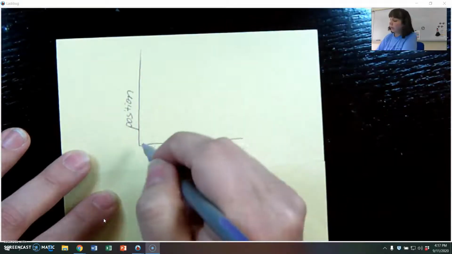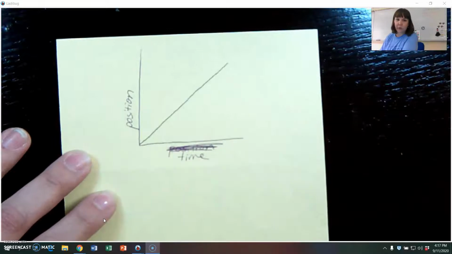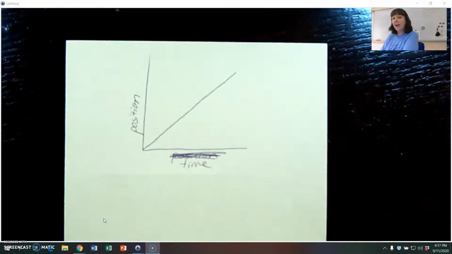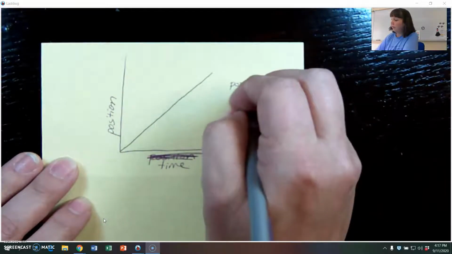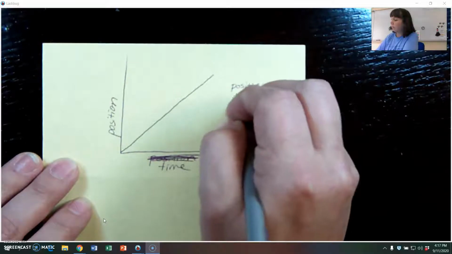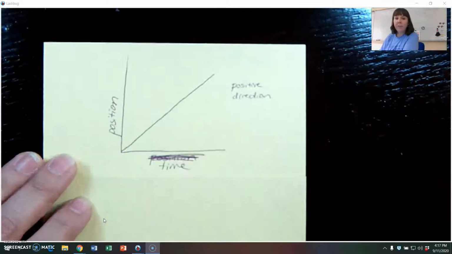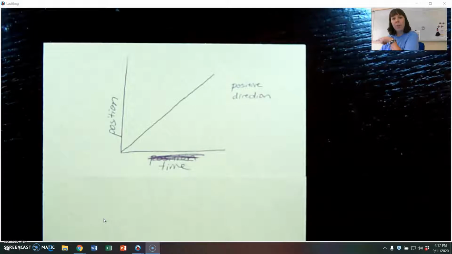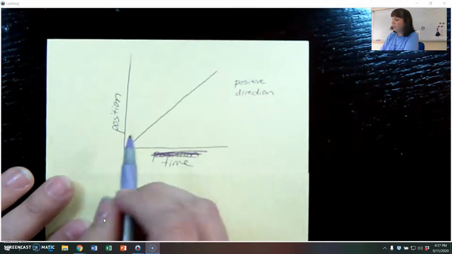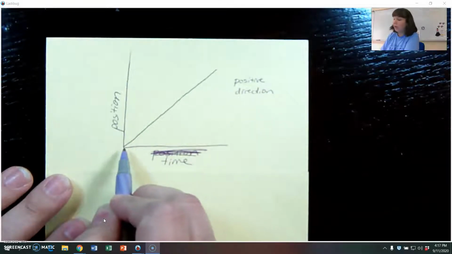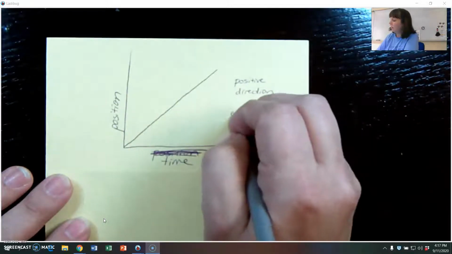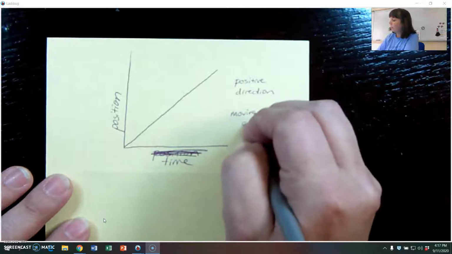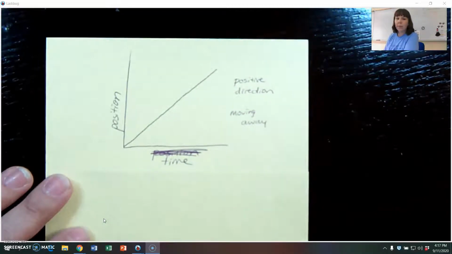And my first scenario is going to be a positive slope. Now, if a position time graph has a positive slope, that means that we are moving in a positive direction. And it means that we are getting further away from our origin. So if this 0, 0 is our origin, we are moving away from that. Okay?